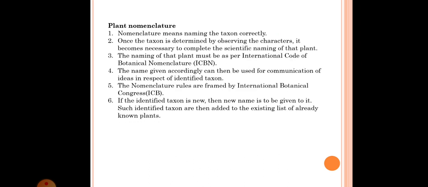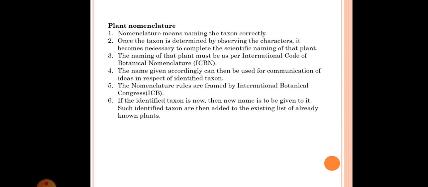The next one is plant nomenclature. Nomenclature means naming the taxon correctly. So here the taxon means any plant or any animal or any organism. So nomenclature means naming the taxon correctly.